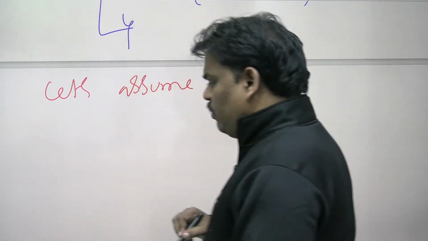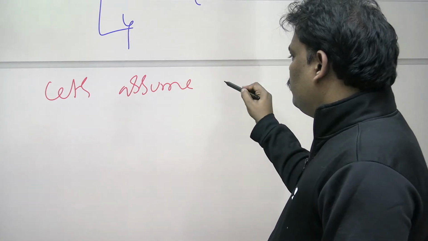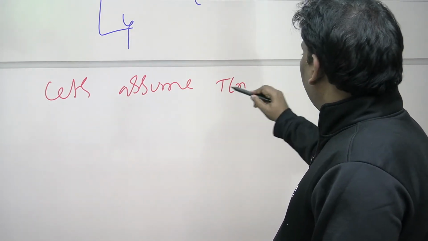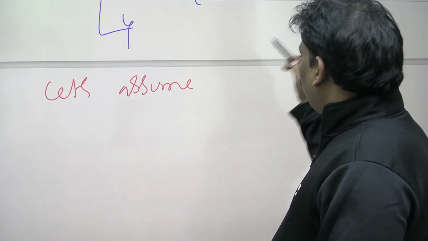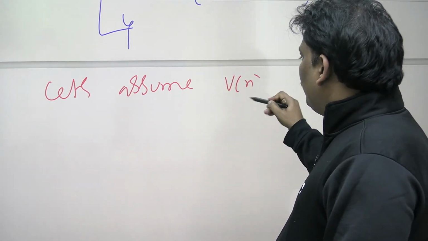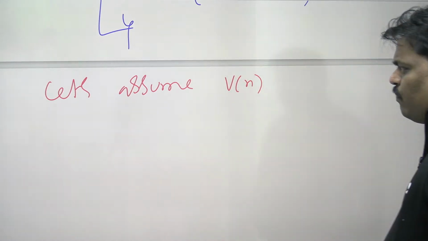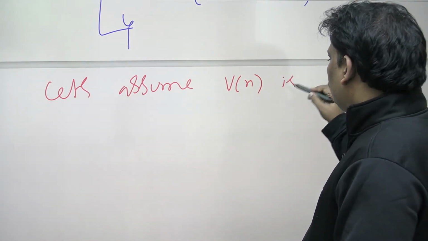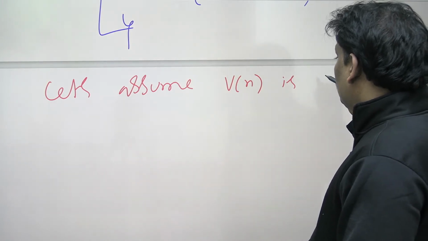Careful everyone, everyone see this one. Let's assume T of n. Let's assume V of n.